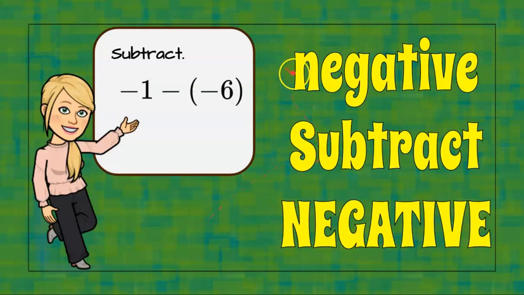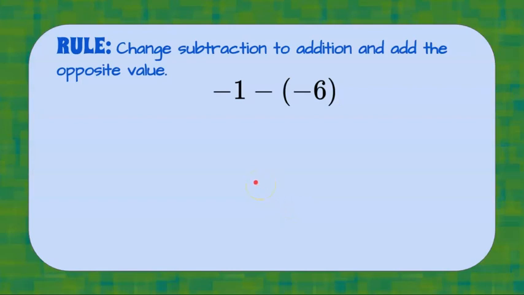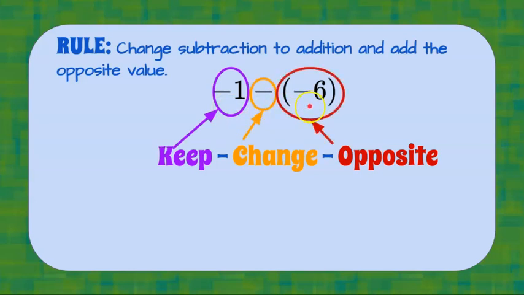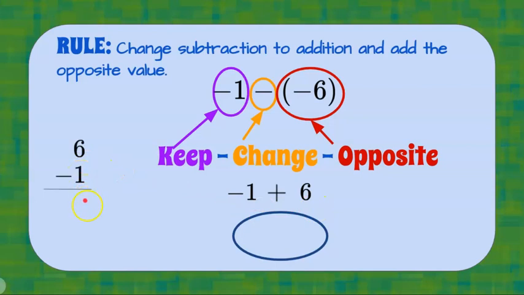Now let's review negative, subtract, negative. Your turn. Pause the video and come back when you're done. Welcome back. So we're going to use our keep, -1, change to addition, and add the opposite. So keeping -1, add the opposite of -6 is +6. I have two different signs. The larger absolute value is 6 and positive, so my answer is going to be positive. Take my larger absolute value, subtract my smaller, 6 subtract 1 is 5. My answer is positive 5.